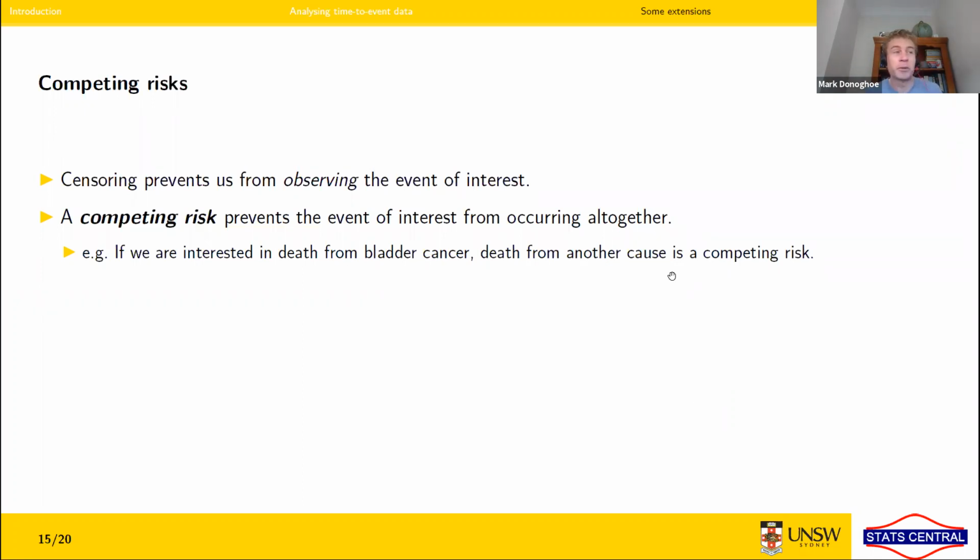That might be true in some situations. So if this death was from accidental causes, the fact that they've been hit by a bus has just prevented us from finding out when they would have eventually died from bladder cancer, that might be fair enough to treat as censoring. But usually that's a pretty strong assumption, and it's actually been shown that it's mathematically impossible to verify. So it's often more appropriate to treat competing risks differently.